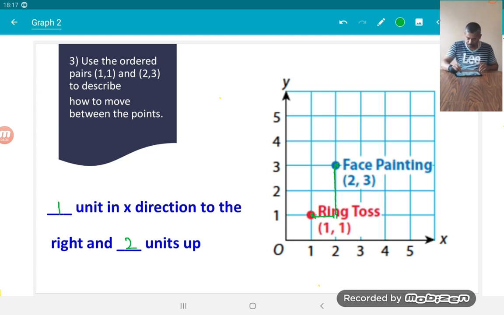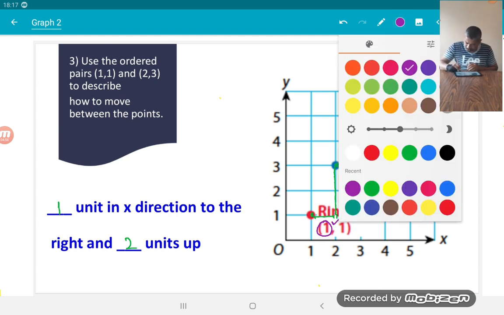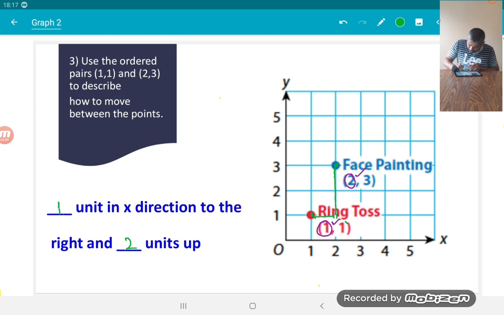If you look carefully, you can also see the difference of the x coordinates. For face painting, the x coordinate is 2 and for ring toss, the x coordinate is 1. If you find the difference, we will know how many units we have to move in the x direction. And if you look at the difference of the y coordinates, that is 3 and 1, then we can also find how many units we have to move in the y direction.